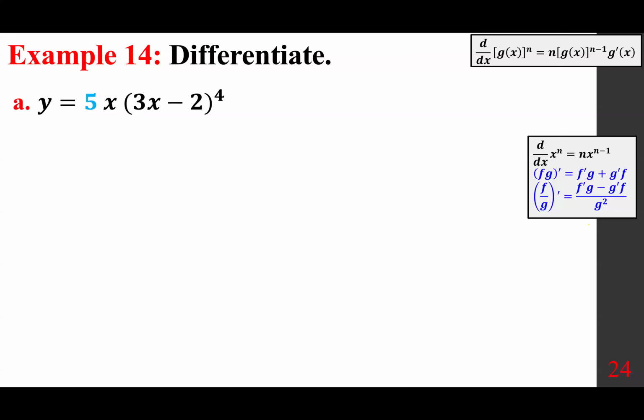Y equals 5x times (3x minus 2) to the power of 4. First, I want to explain about the number 5 in front. This is going to carry over in every step. So you have a choice. You can take it as part of x and say 5x times this, or put this in brackets and just work on this and carry the 5.